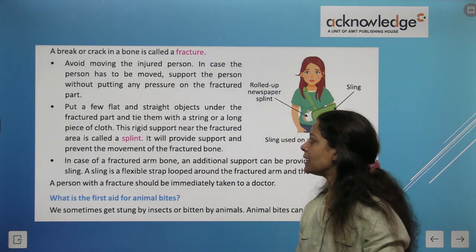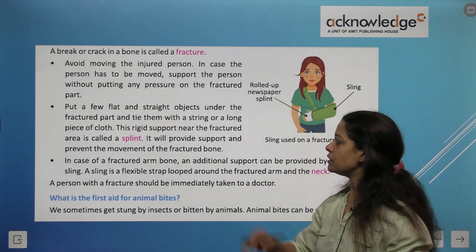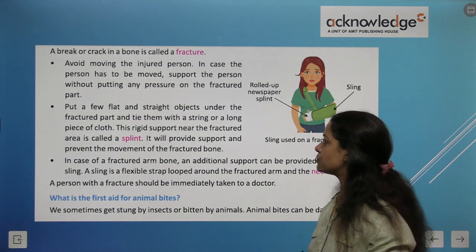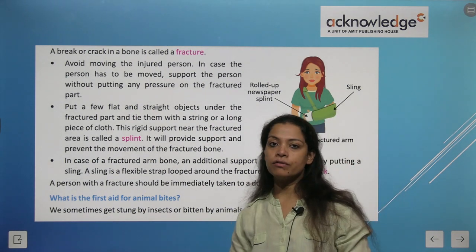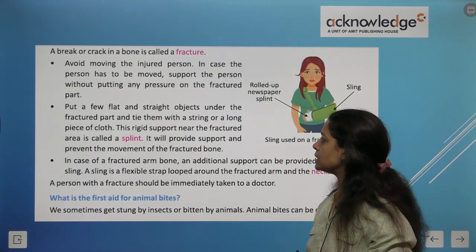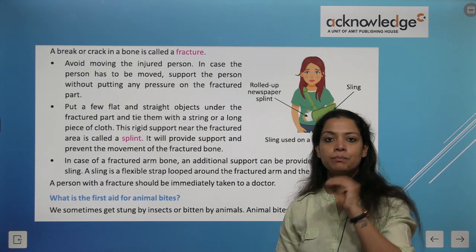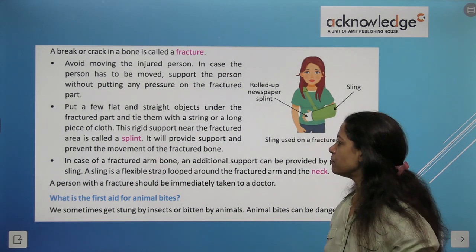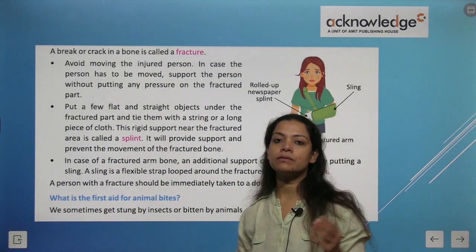Put a few flat and straight objects under the fractured part and tie them with a string or a long piece of cloth. This rigid support near the fractured area is called a splint. It will provide support and prevent the movement of the fractured bone.